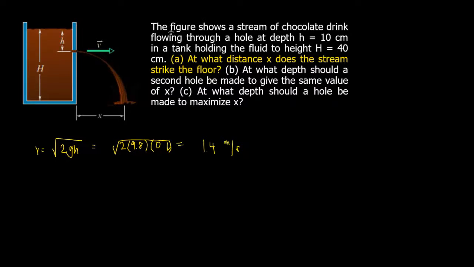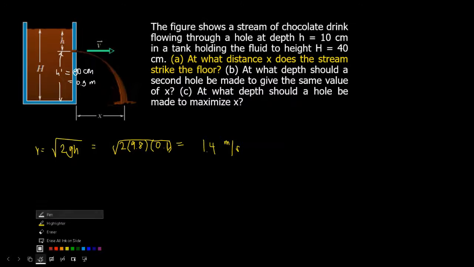We're finding x, right? So you'll use kinematics again. What is this height? Let's find this h prime. So this is the h prime. This is the height of the downward velocity. So h prime will be 40 minus 10, that is 30 centimeters. Or that's equal to 0.3 meters. Okay. So now what?